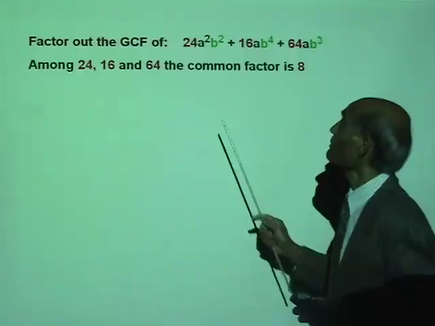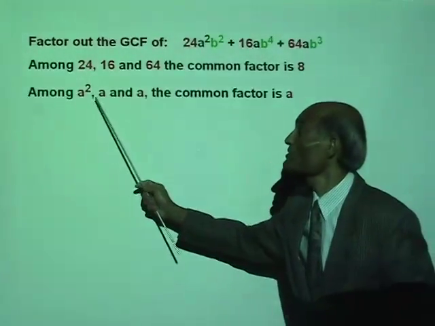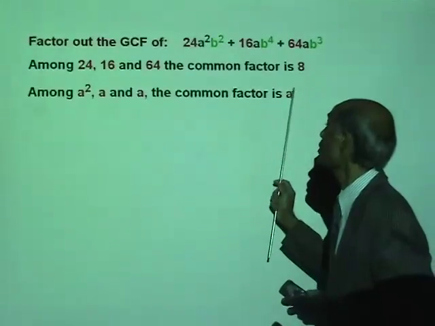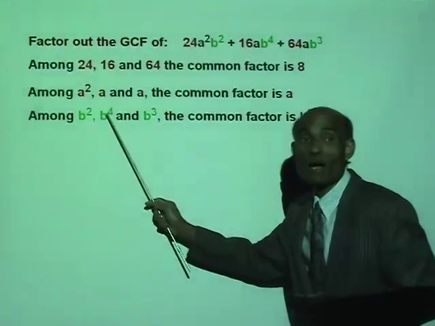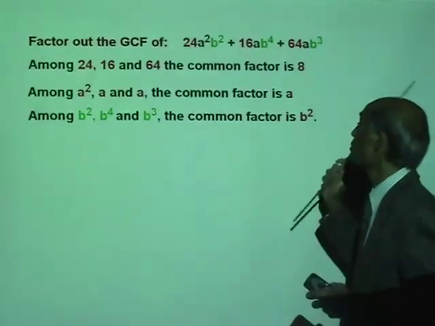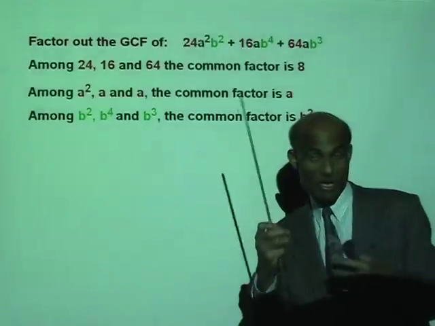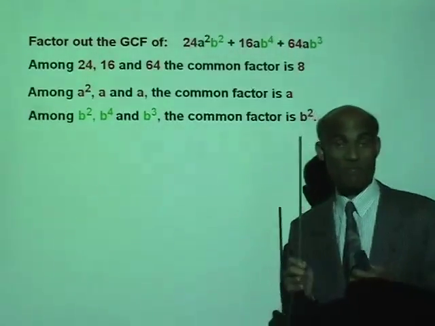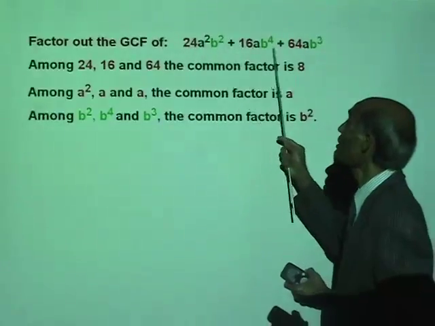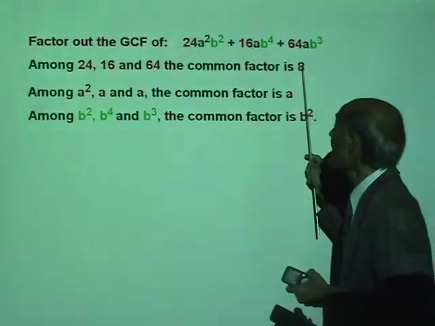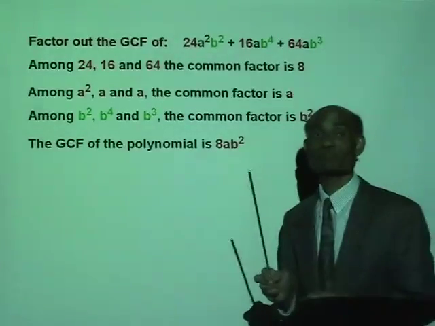Alright, among the numbers, the common factor is 8. Among a squared, a and a, the common factor is a. Among b squared, b to the 4 and b cubed, the common factor is b squared. I hope you understood the way I'm picking the common factor. And therefore, what is the greatest common factor in these three terms? Is 8ab squared. There you are.